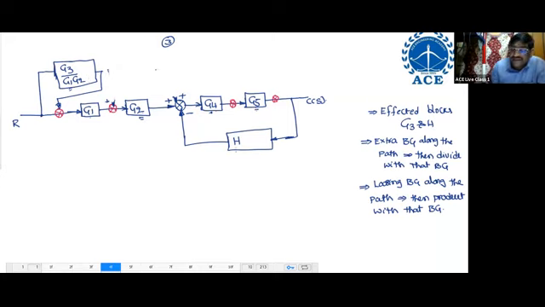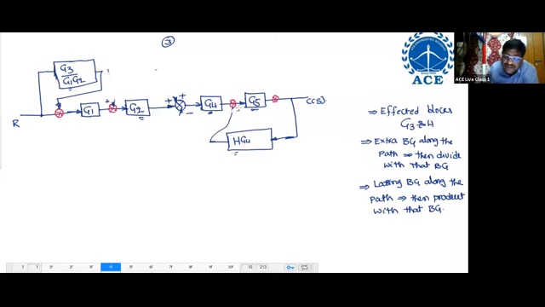For example, here see, come to this H. Before shifting, how many blocks are there? 1, 2, 3. G4, G5, H. 3 blocks are there. Now, I'll shift this block gain, for example from this point to here. What happened? How many blocks? G5 and H. Actually, G4, G5, H. Now, what is there? G5 and H. That means 1 block gain is missing. What is that missing? G4. So, G4 should be multiplied.